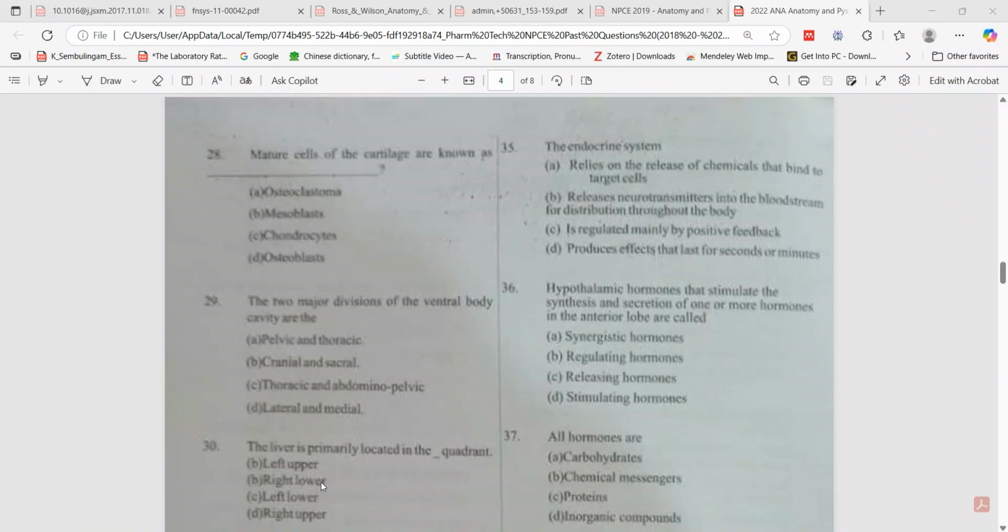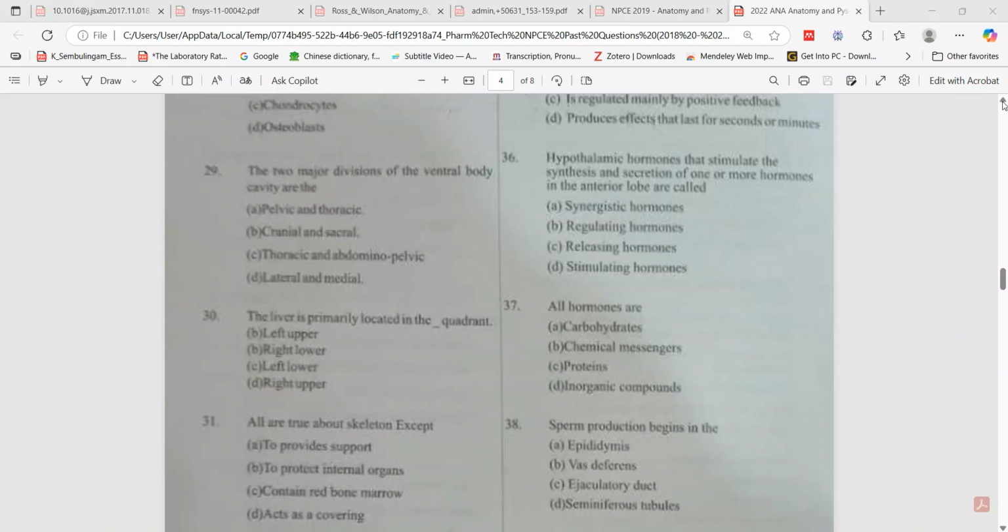They are chondrocytes. I'm not sure I mentioned that, and that's why I gave you the answer. What are the mature cells of the bone? Osteocytes. Okay.